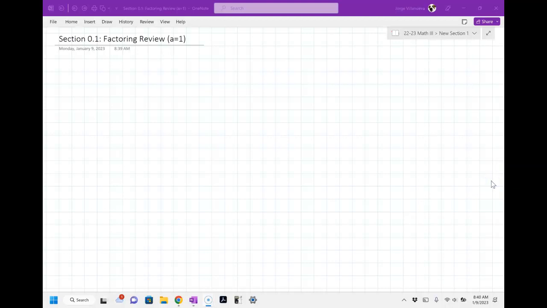All right, so like I said, we are going to be reviewing section 0, or we created a 0.1, which is just factoring, okay? And all of these are going to have our a equal to 1. So I'm going to go ahead and show you how we're going to go through this process with our a values equal to 1.